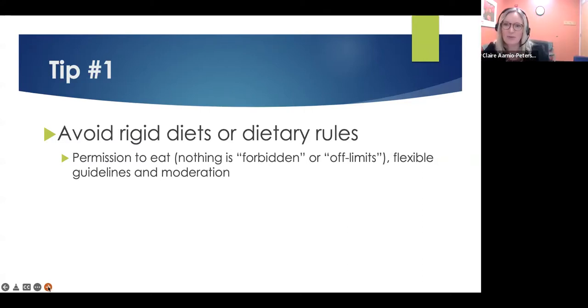All these tips should hopefully sound familiar, but avoiding rigid diets or dietary rules. And this kind of goes back to the gastric bypass question. When you think about that, it is like the ultimate rigid diet that I can think of, because I think you're on liquids or purees or something insane like right after. So avoiding rigid diets or dietary rules.